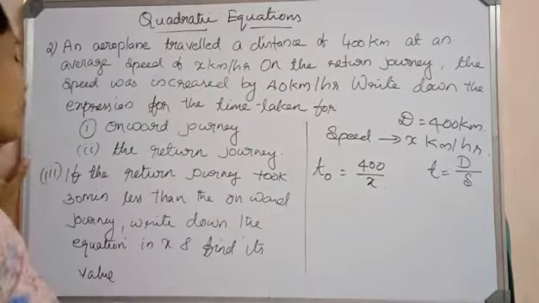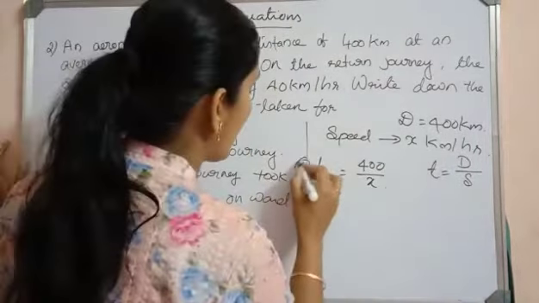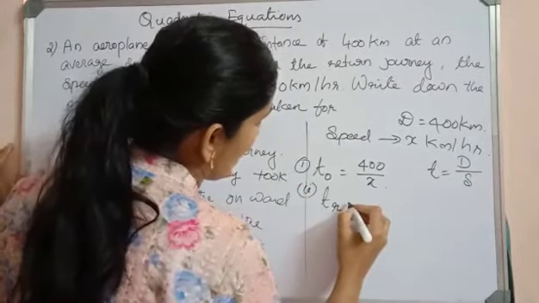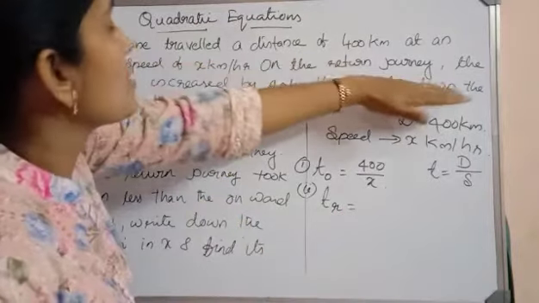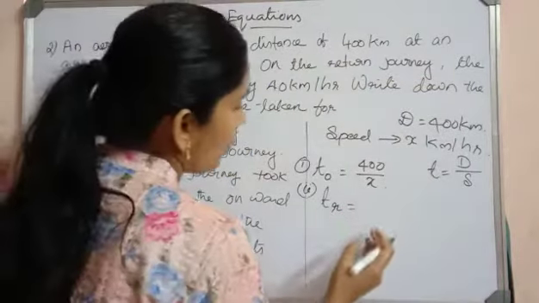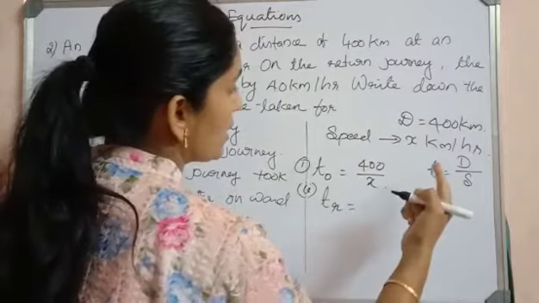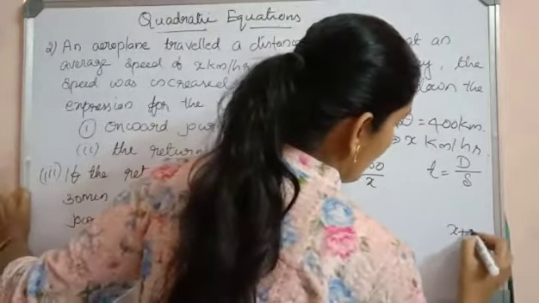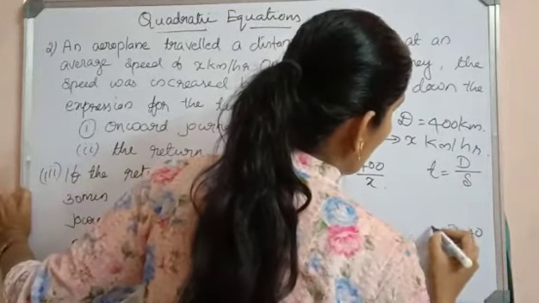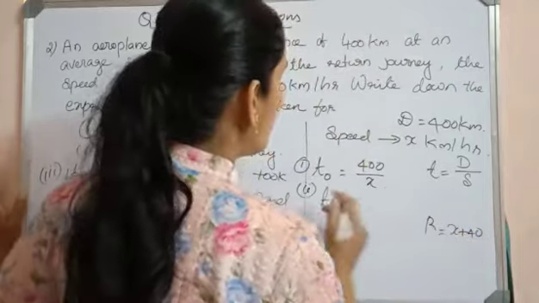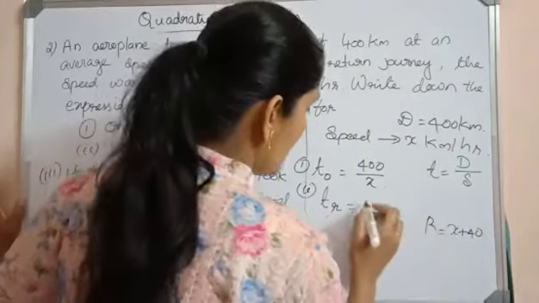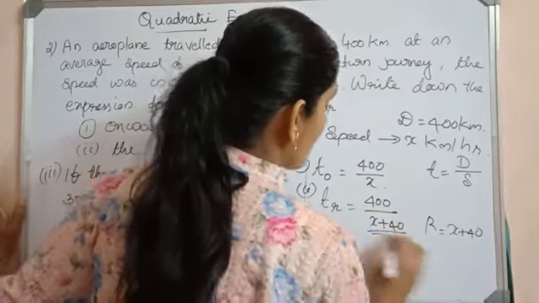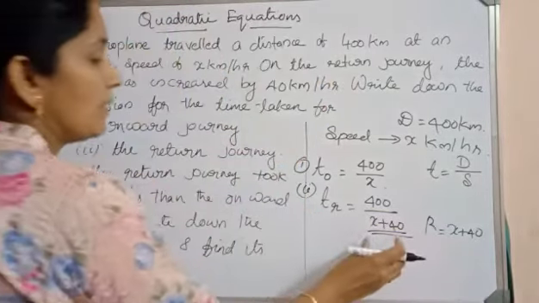And the second part of the question is the return journey. What is the time taken for the return journey? On the return journey, the speed was increased. Therefore, the speed for the return journey is x plus 40 kilometers per hour. Therefore, the time taken for the return journey is, the distance 400 by x plus 40. This is the time taken for the return journey.